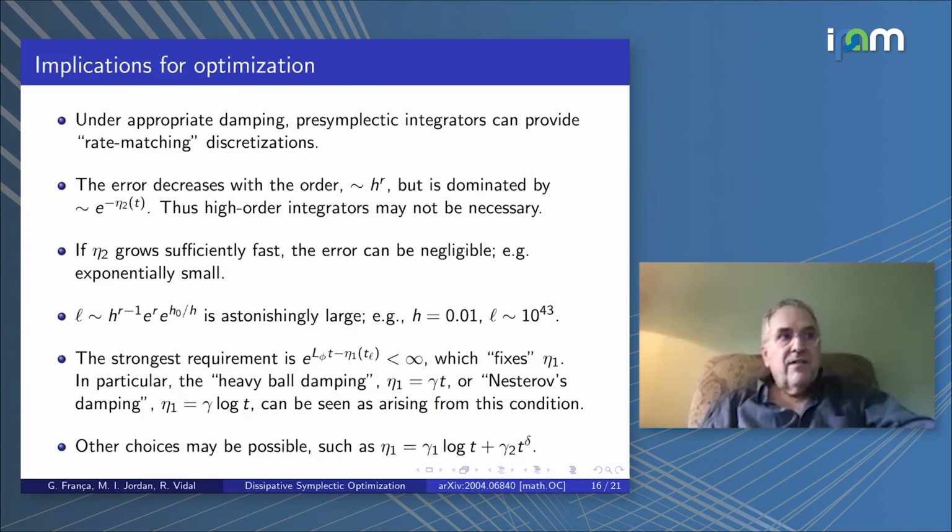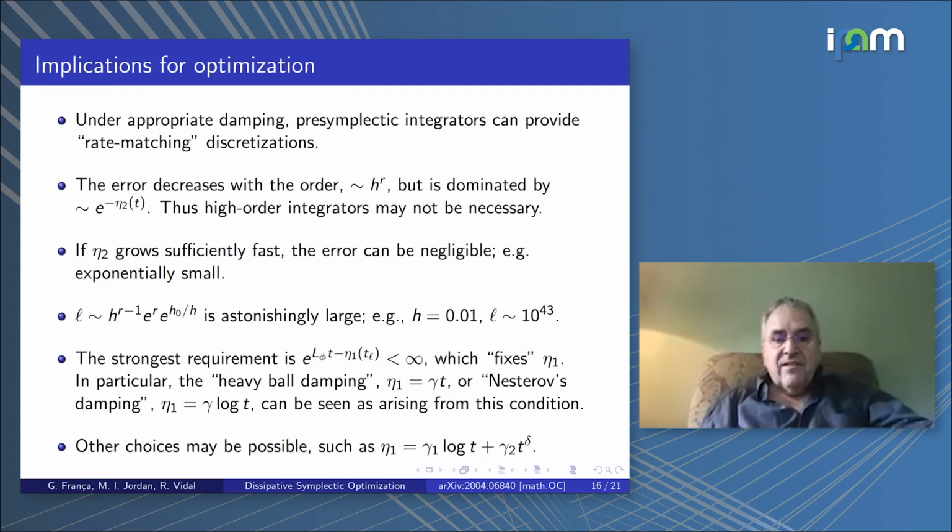Okay, so the implications for optimization are that we can actually do this rate matching that we've been looking for a few years now. We have explicit results that depend on step size and on error. The step size can be quite large. The order R is less important here. It's dominated by that exponentially decaying term and the error bound. So use of high order integrators is not so important here as it is in the physics world. We can get by with very low order integrators and still get the benefits of symplectic integrators.